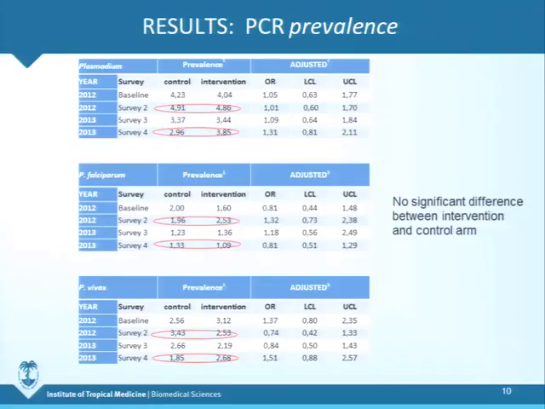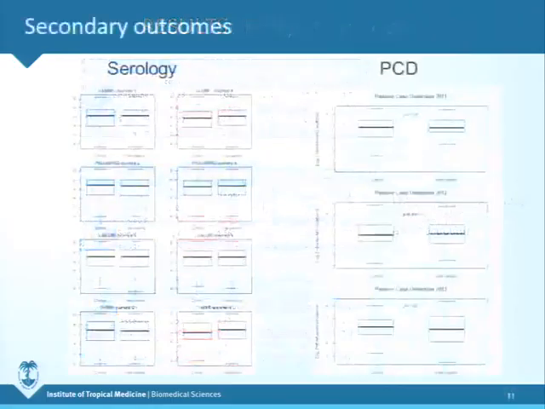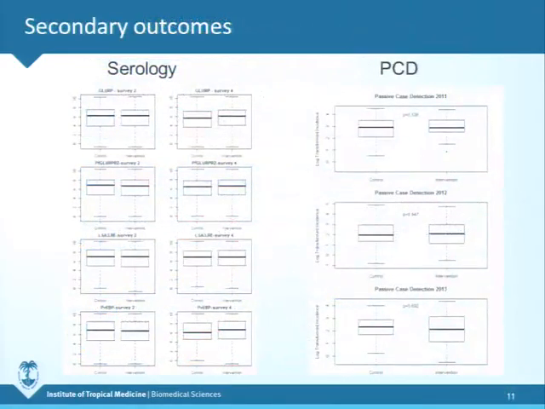So this was a little bit disappointing, and you can see here the same outcome for serology. There was no difference for serology between the 2 arms, and also for the passive case detection that was based on the malaria village workers.